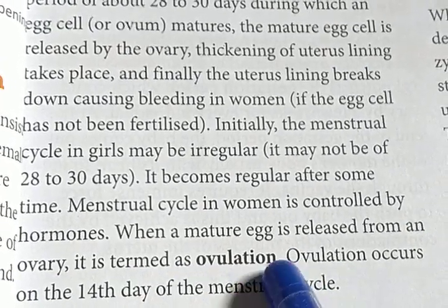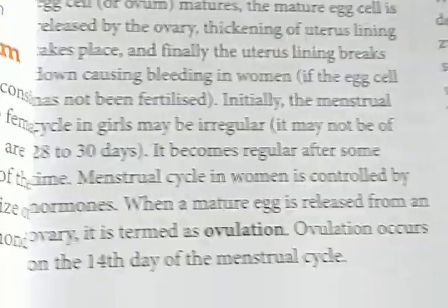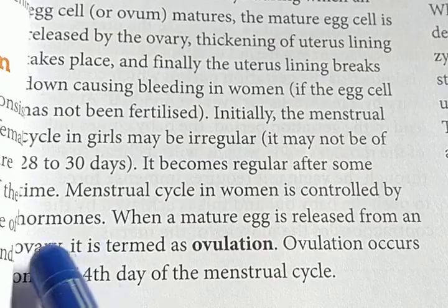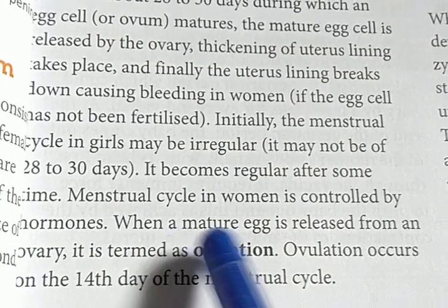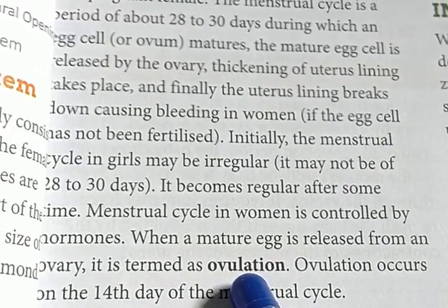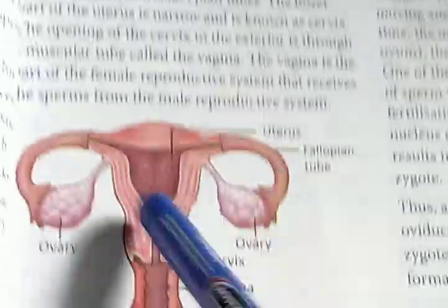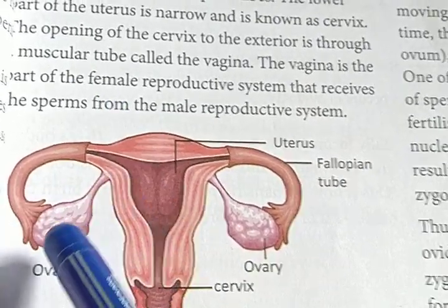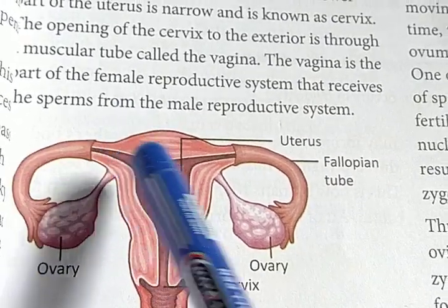So students, underline this word. What is ovulation? The menstrual cycle in women is basically controlled by hormones. When a mature egg is released from an ovary, it is termed ovulation. Normally, after menstruation, an ovum is again released from the ovary. This phenomenon is also known as ovulation.